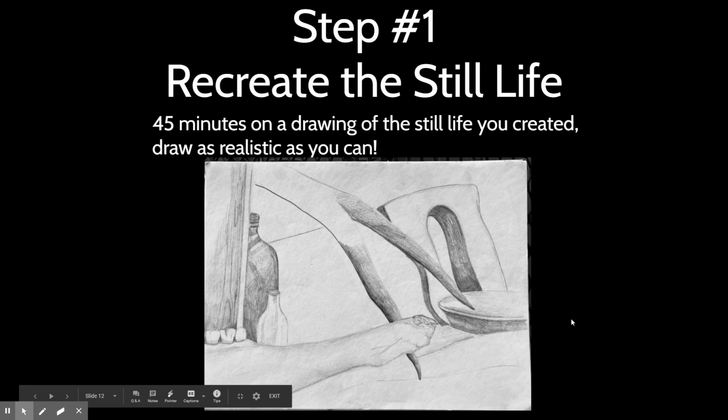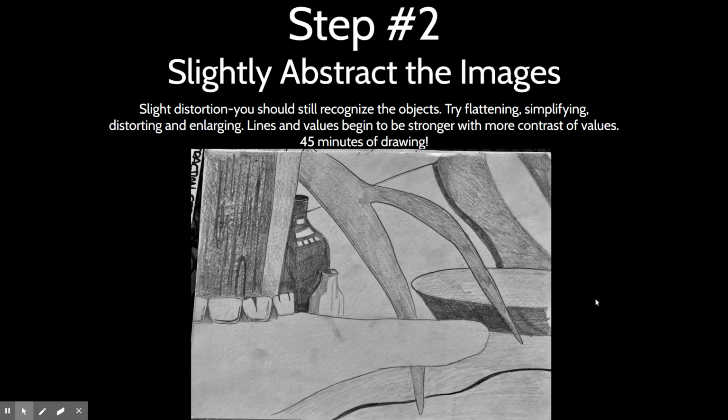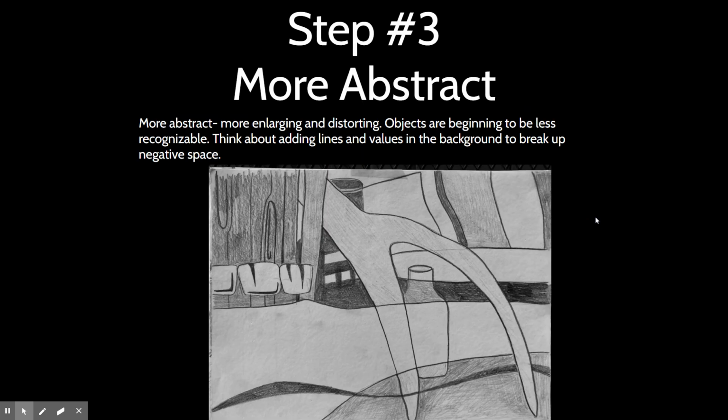And then they're going to go ahead and do step two, spend 45 minutes and abstract it out. They elongated this jaw. The saw in the background got way bigger, right? And the values got stronger. Step three, even more abstract. Look how they carried these lines. They carried them over images. Things were starting to flatten on top of each other, but in a way that you can still see what's behind it. So kind of a creative way to flatten your image here.